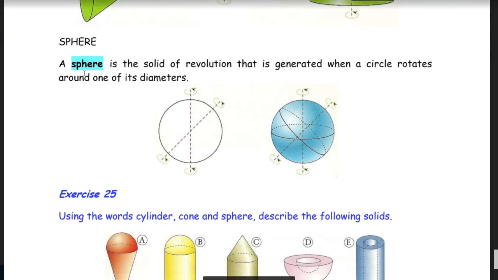A sphere is the solid of revolution that is generated when a circle rotates around one of its diameters. So we know a diameter passes through the center of the circle, and it goes from one side to the other. So a sphere is when this circle rotates around one of these diameters to make a big solid, just like that.